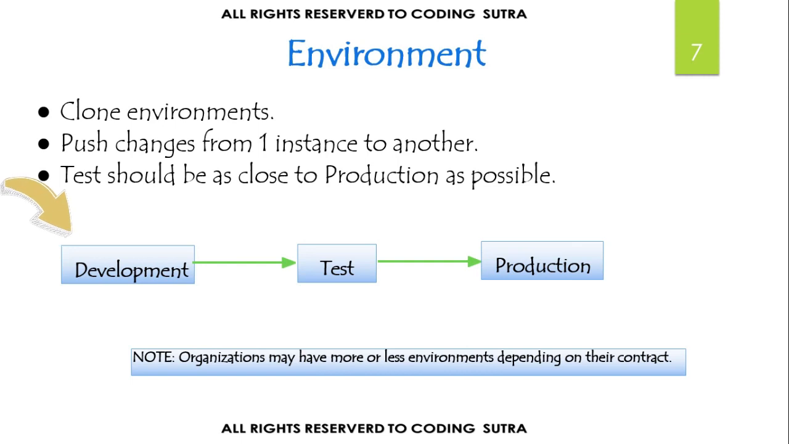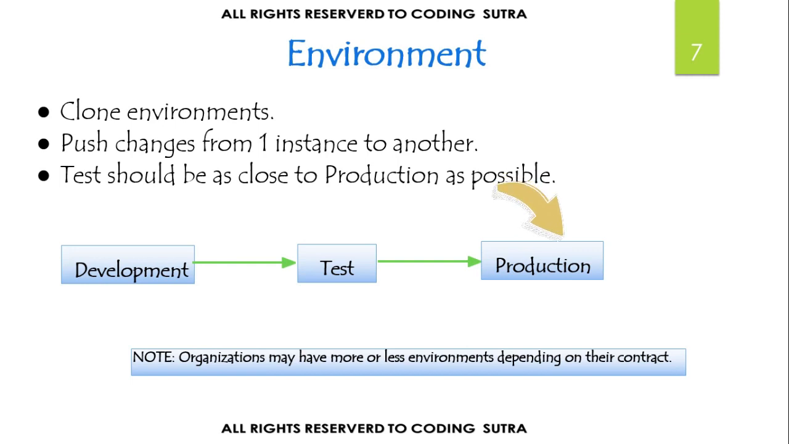In the development environment, admins and developers can perform customization and modification without impacting the production data. Typically, development work is done on the development environment. Once work is completed, it is pushed to the test instance for user acceptance testing. Once testing is done, the work is finally pushed to the production instance.